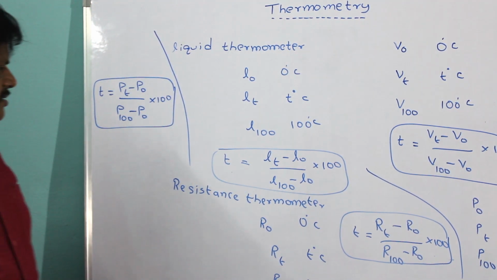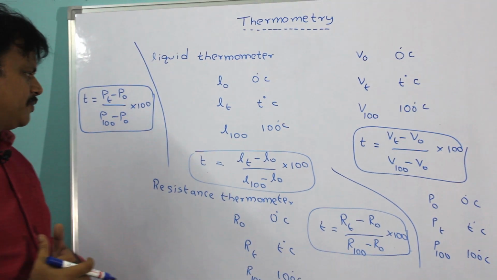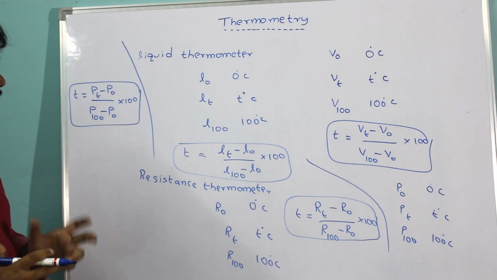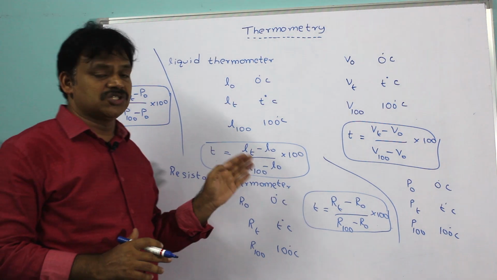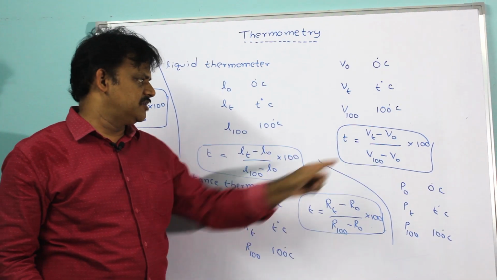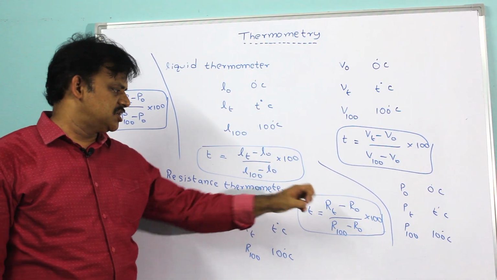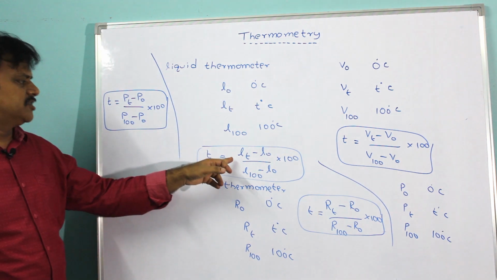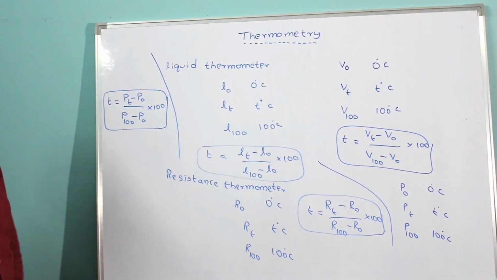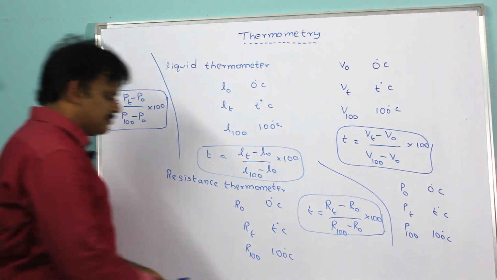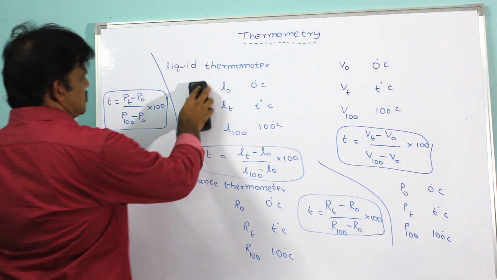Clear? And in this way we can find out the temperature of a body by knowing the thermometric property that is changing with temperature. Here volume is changing with temperature, here resistance is changing with temperature, here length is changing with temperature. Here pressure is changing with temperature. And there is one more method, that is the triple point method.